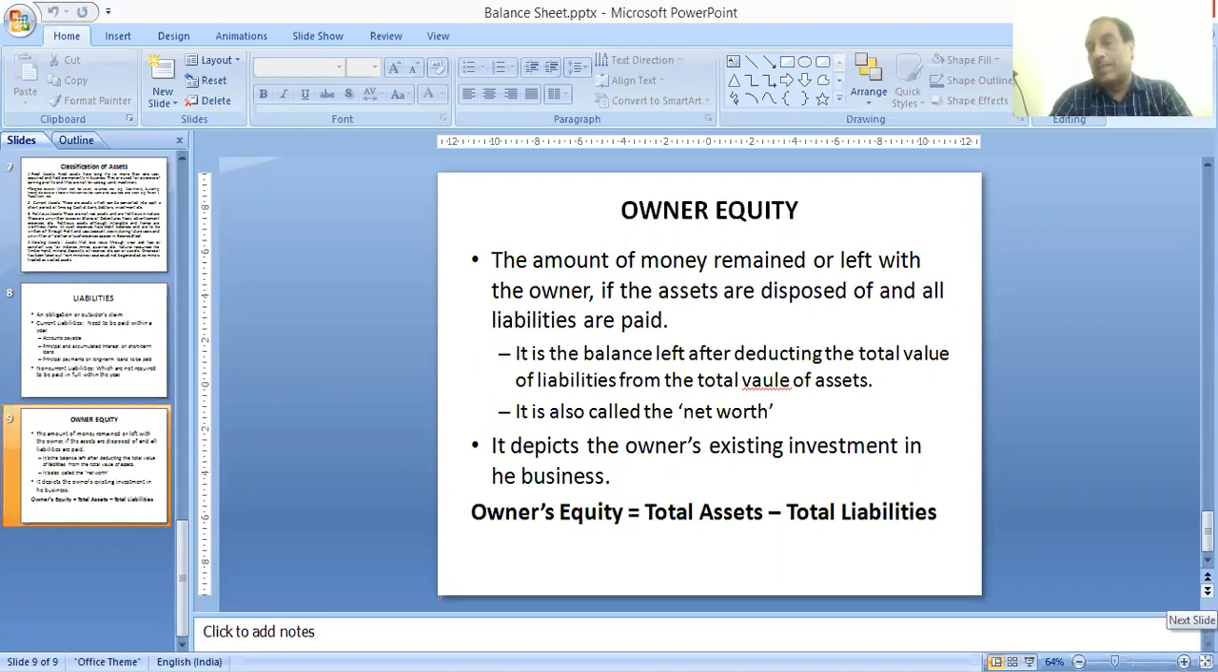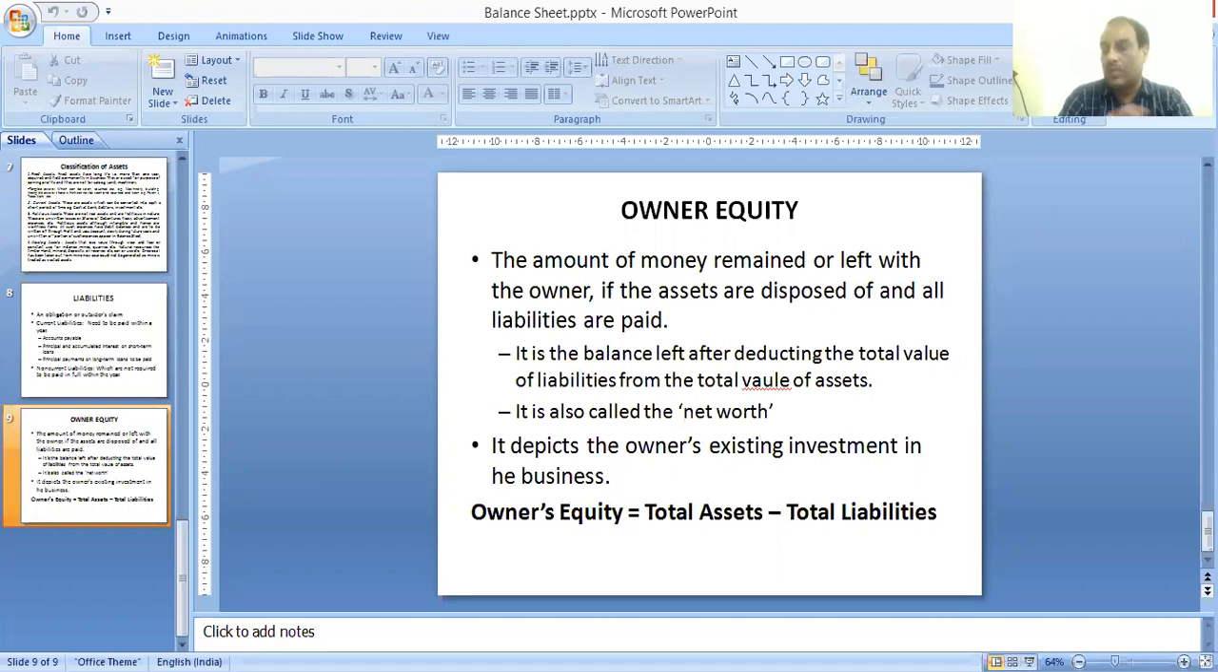So it is the owner's equity in which the owner has interest, and the owner always tries to increase it. He expects that there is an increase in his equity, the net worth of the business. So this is net worth or owner's equity. It is the balance left after deducting the total value of liabilities from the total value of assets. And it is also called the net worth.